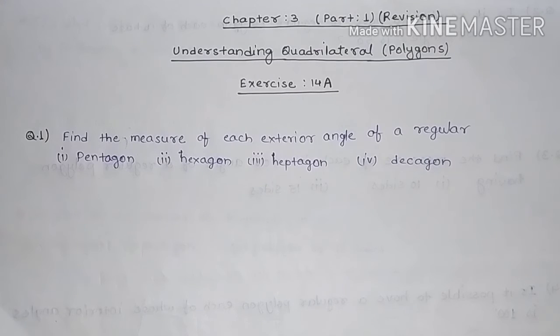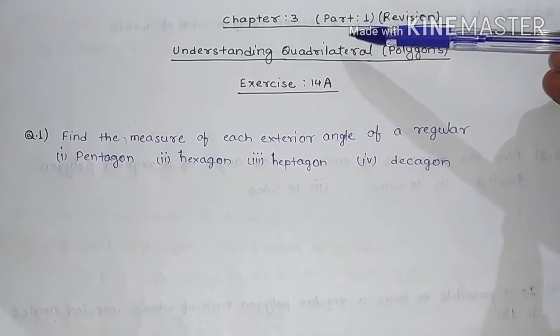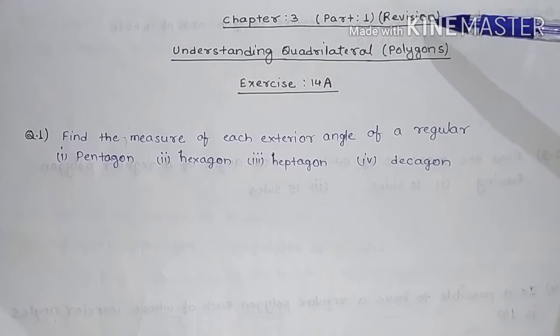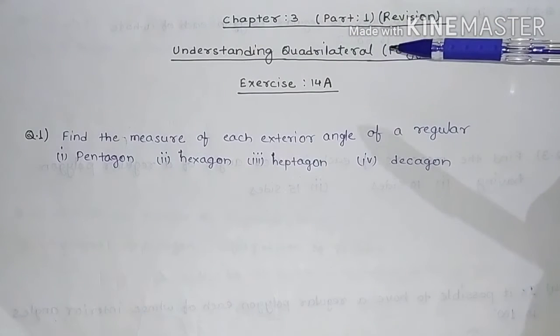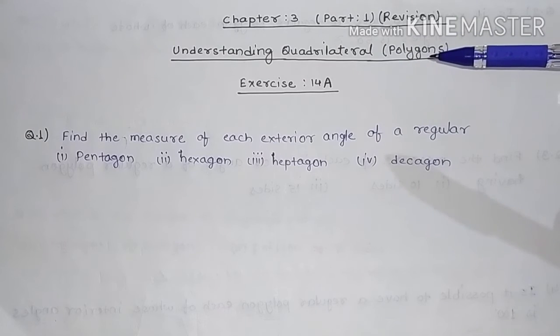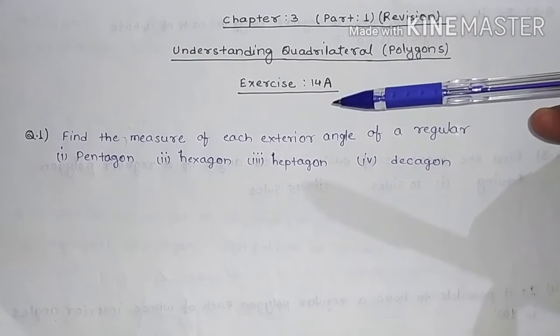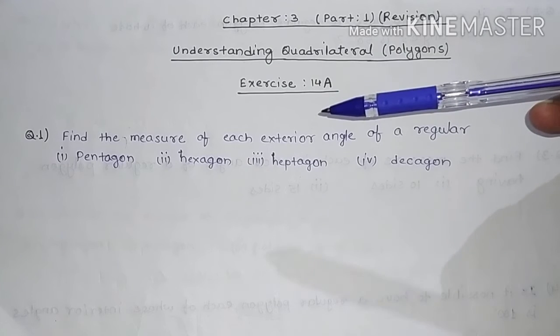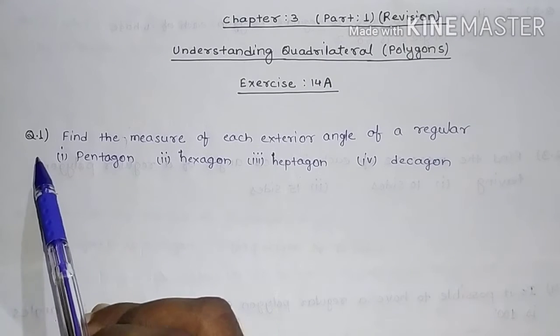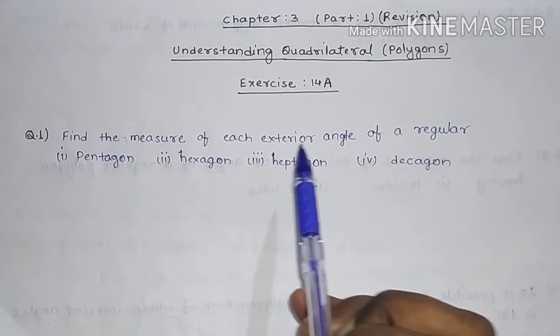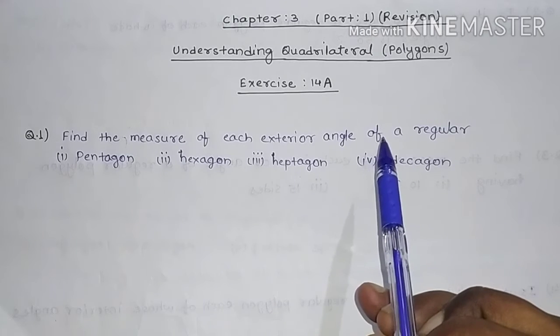Hello dear students, today we will discuss chapter number 3, part 1, and this is the revision part. The chapter name is Understanding Quadrilaterals, and today we will discuss the topic of polygons. Here we are going to discuss the questions of Exercise 14A. Now question number 1: find the measure of each exterior angle of a regular polygon.